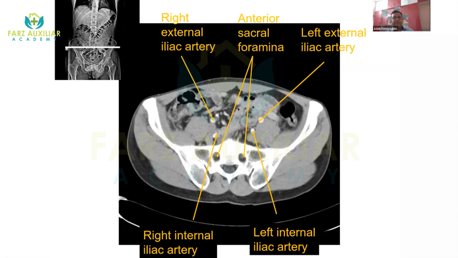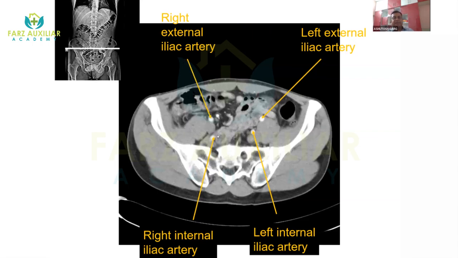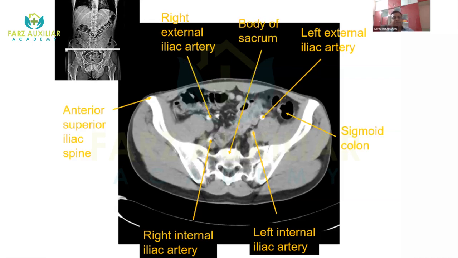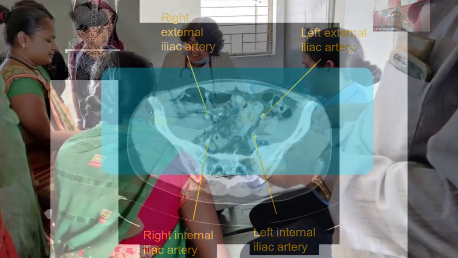the anterior sacral foramina. You can see the small rounded structure, and this is the right internal iliac artery, right external iliac artery. Now they are moving apart, these arteries. So you can appreciate there are four arteries, and there is the body of the sacrum, this one, and this is the sigmoid colon and the anterior superior iliac spine, ASIS.